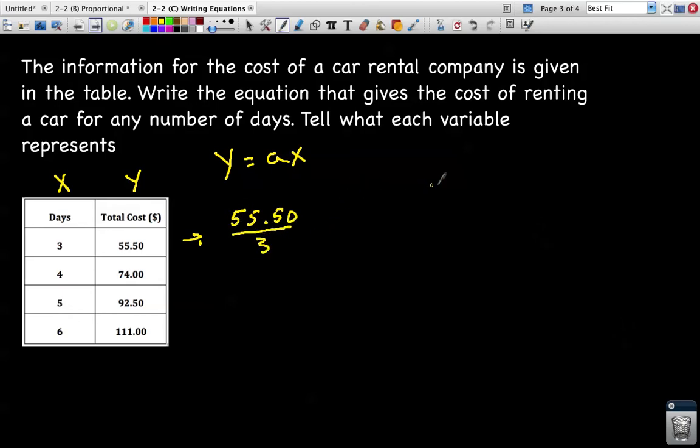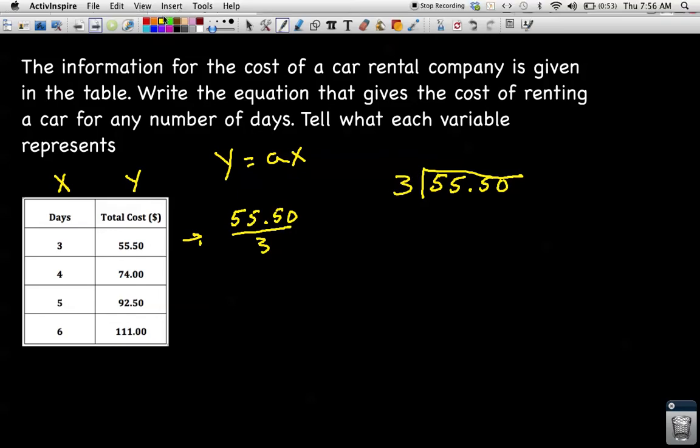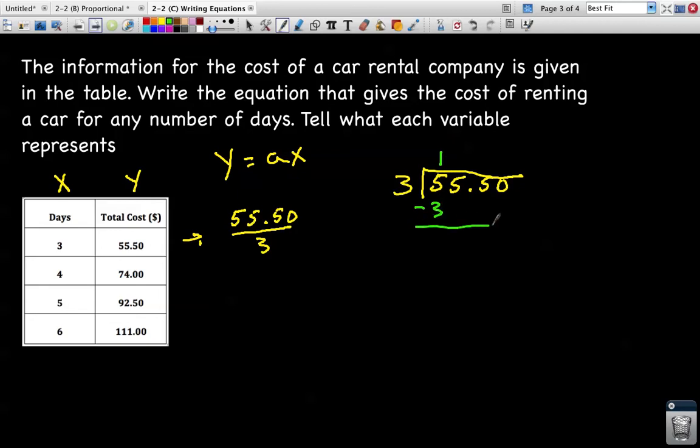Let's actually work that one out so we can review dividing decimals. Divided by 3. All right, 3 goes into 5 one time. When I subtract 3, I'm left with 2. Bring down my 5. 3 goes into 25 eight times. Subtract 24. I'm left with 1.